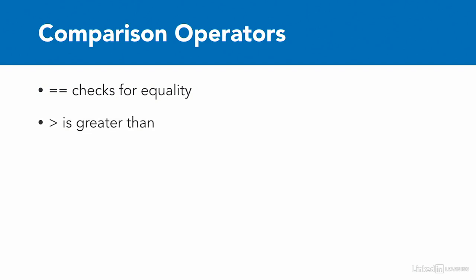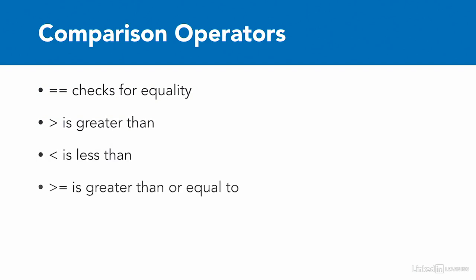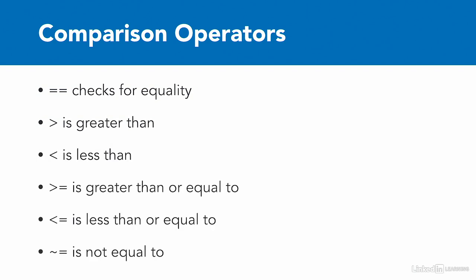And then you're probably familiar with the greater than sign, a right-pointing caret, and then less than, greater than or equal to, less than or equal to, and is not equal to or doesn't equal is a little bit different. In MATLAB, it is a tilde followed by an equal sign. The tilde is not, so in this case, it literally means not equal to.